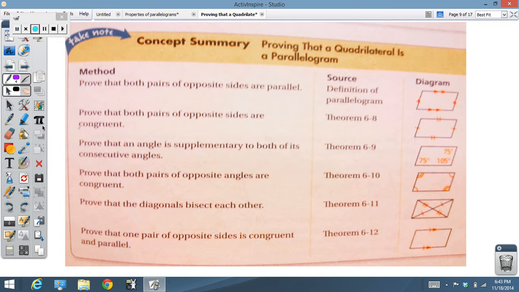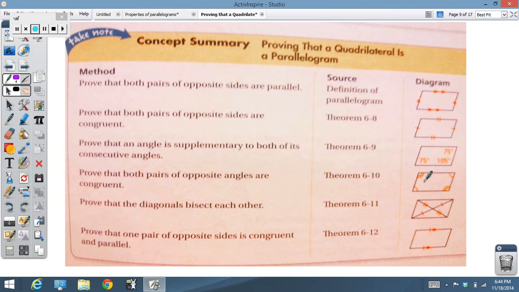So if we're looking at a picture of a quadrilateral and we see that it is marked in such a way that both pairs of sides are parallel, well, we know it must be a parallelogram because that's the definition of a parallelogram. If I see that both pairs of sides are congruent, then by Theorem 6.8, it must be a parallelogram. If I see that one angle adds up with both of its neighbors to make 180, Theorem 6.9 tells us that must be a parallelogram.